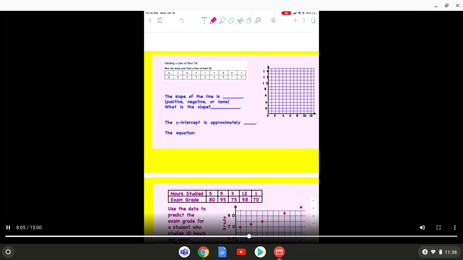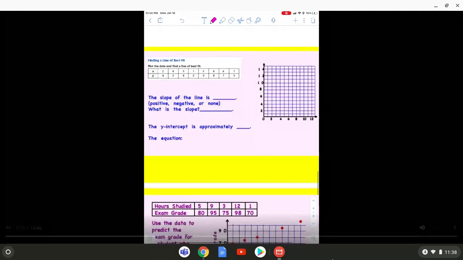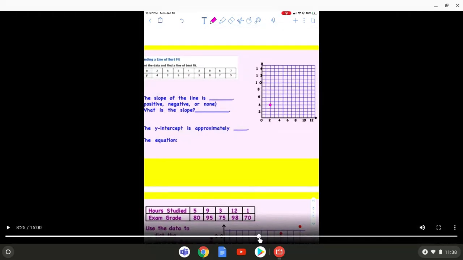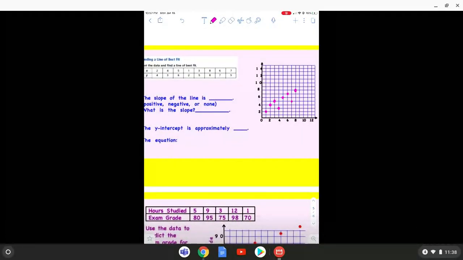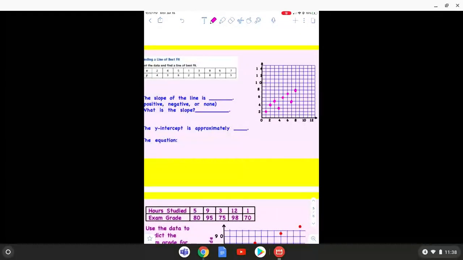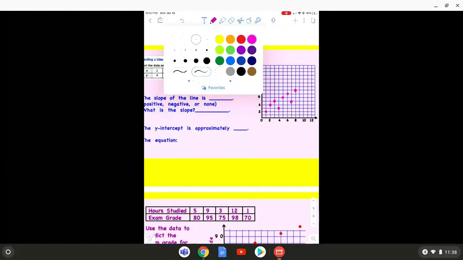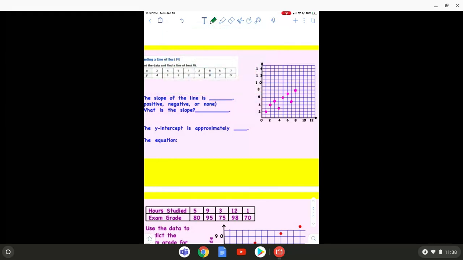So here I'm given the table and I have to make the graph. So all I'm going to do is plot these points on my graph, which we all know how to do. So I'm not going to spend a lot of time on that. So now that I've got all of them plotted, I can see that my data is trending up. So my slope is going to be positive.